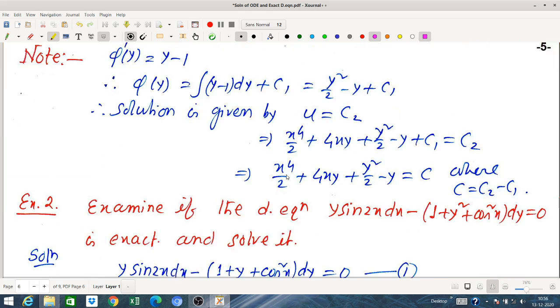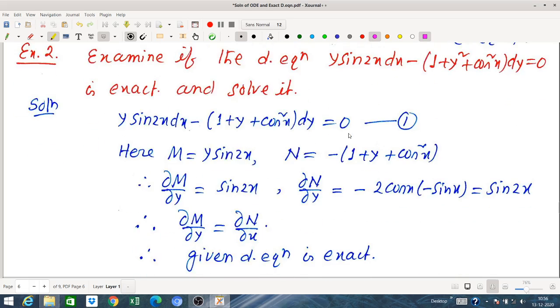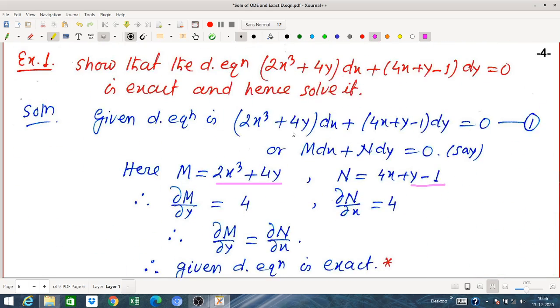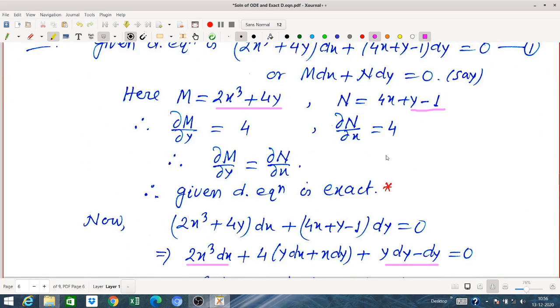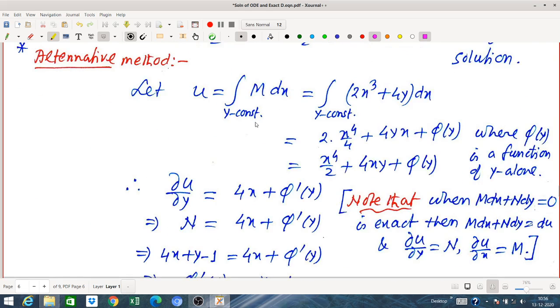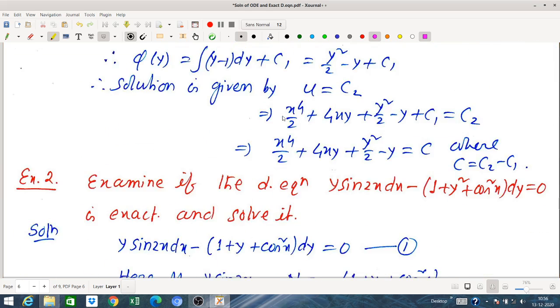Okay, so anyway you can do it both ways as shown. So two ways we have solved this exact differential equation. First we tested ∂M/∂y equal to ∂N/∂x, and then we grouped the terms and then integrated and got the answer. Or by the first method, the normal general method, we have solved it.